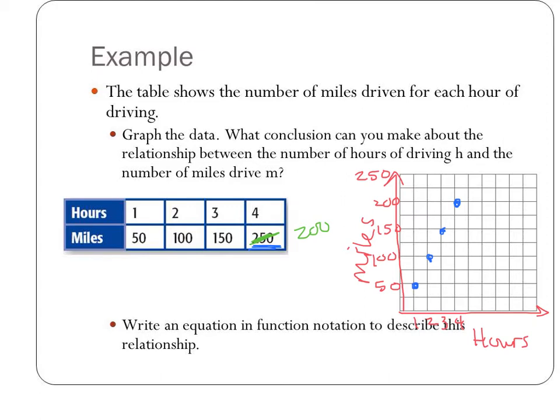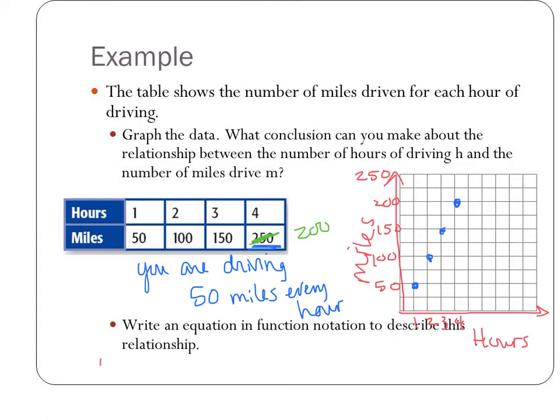Okay, so what conclusion can you make about the number of hours of driving and the number of miles driven? Well, how many miles are you driving per hour? You're driving 50 miles every hour. Notice that this is going to be proportional because this line would go through 0, 0, right? If you have driven 0 hours, you've driven 0 miles. Okay, it's linear.